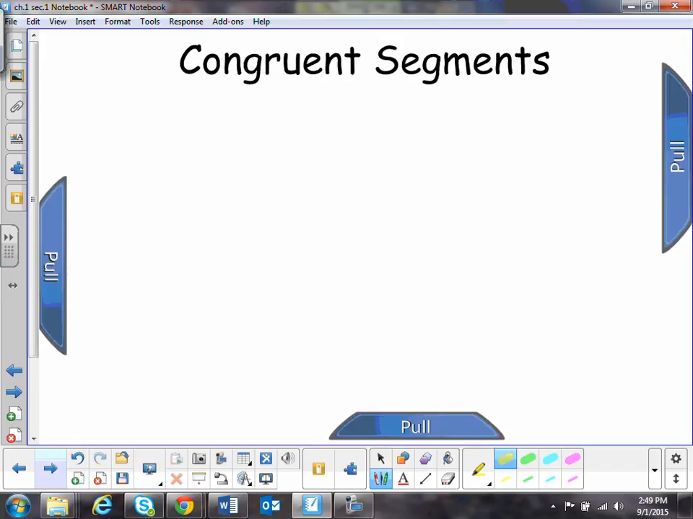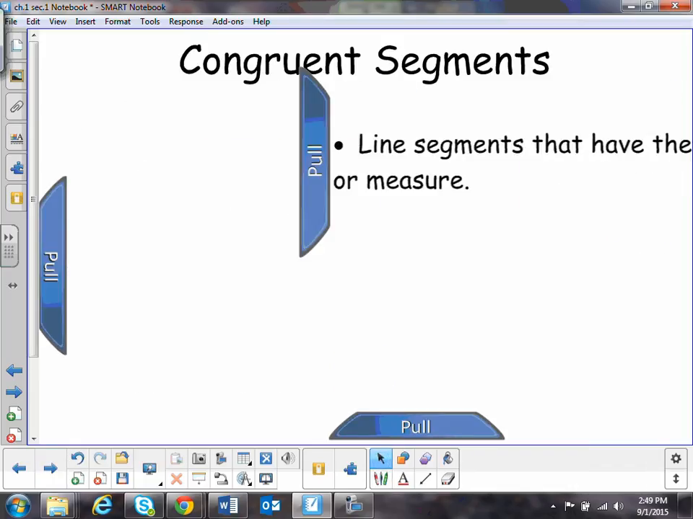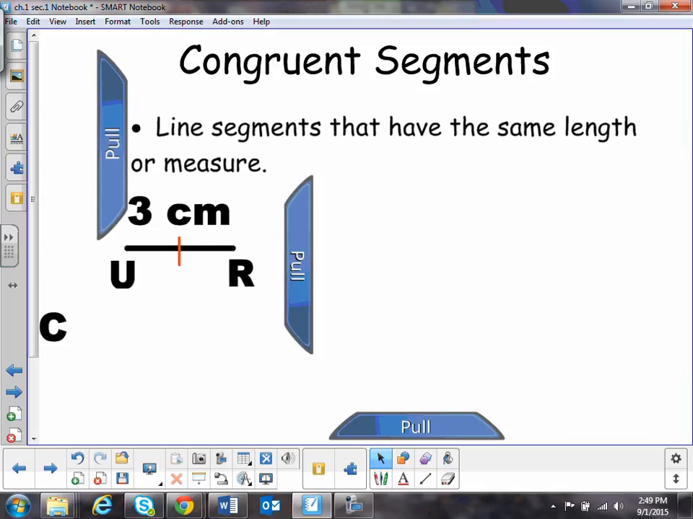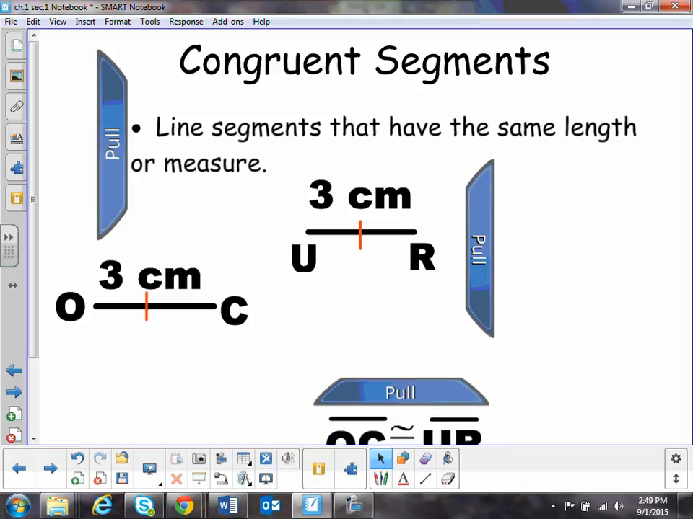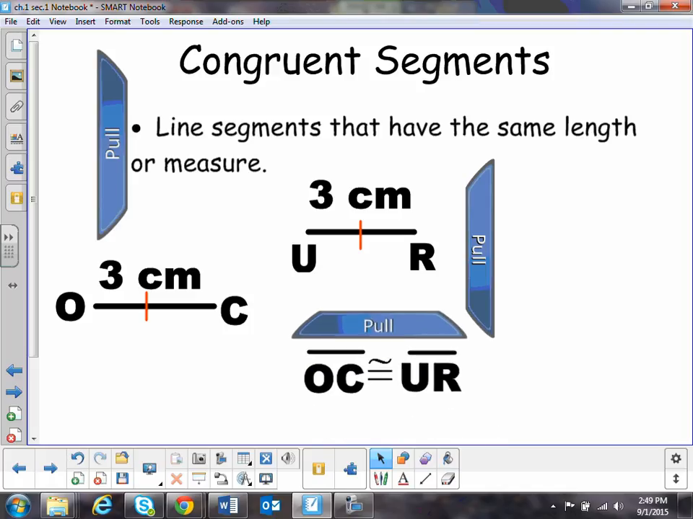So congruent segments would look like this. You have segment OC and segment UR. Therefore, OC is congruent to UR because it has the exact same measure on both of them.